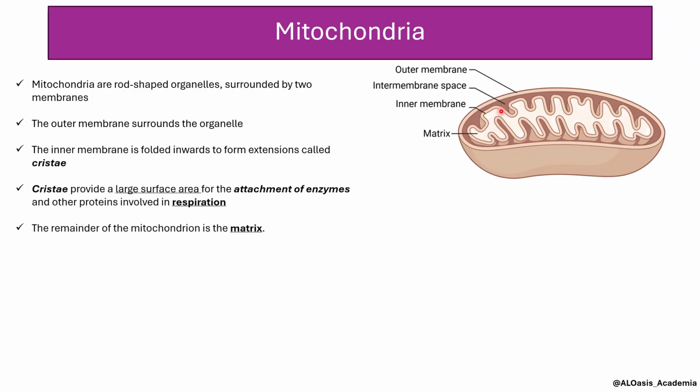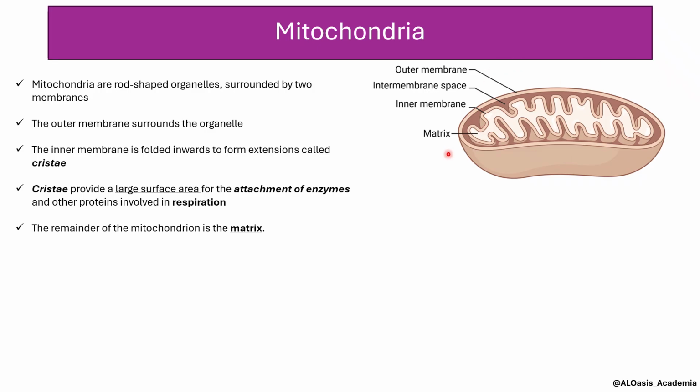So what's the role of cristae? Cristae provide a large surface area, and just saying that cristae provide a large surface area doesn't get you the mark in the exam. You need to say for what. Cristae provide a large surface area for the attachment of enzymes and other proteins that are involved in respiration, because mitochondria play a major role in respiration. That's why you need to understand that these cristae folds provide a large surface area for the attachment of enzymes and proteins that are all involved in respiration.